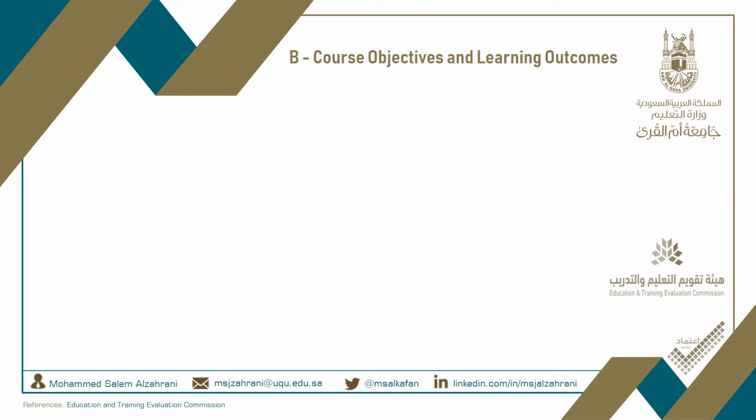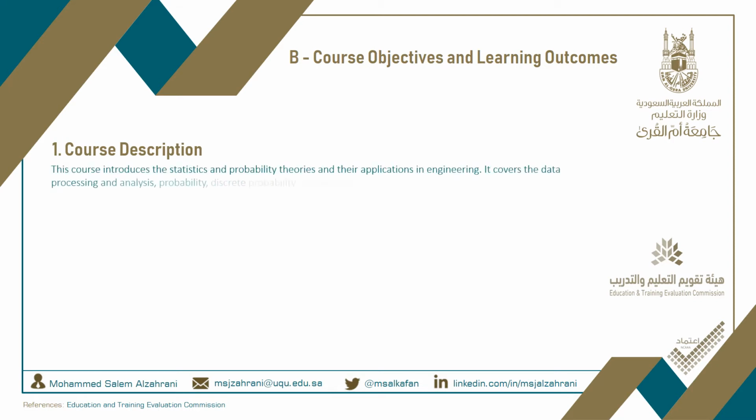Part B of the form is the course objectives and learning outcomes. The first 2 parts are general items where you summarize all the course objectives and learning outcomes. The first part is the course description, which is what you would like to give to the students and what they would like to see in the course. So it's a summary of the course contents.